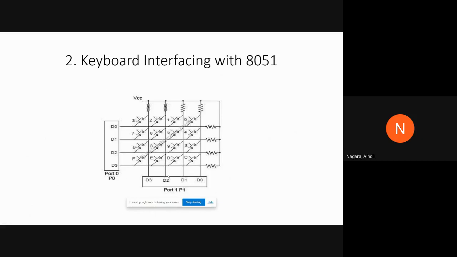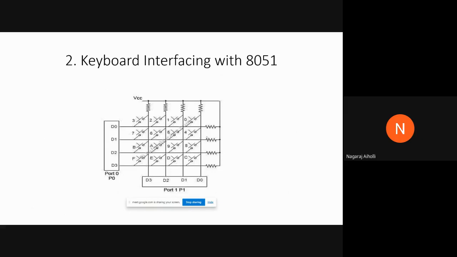So whenever a key is not pressed, 1 is available on that column. Whenever a key is pressed, a 0 is available on that particular column. So once we come to know that a 0 is available on any of the columns, it means that some key has been pressed.